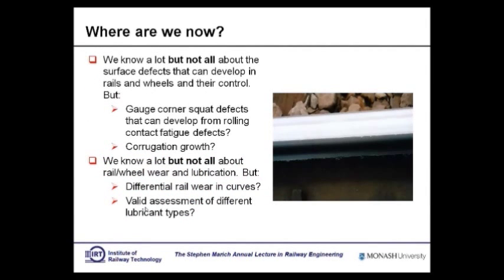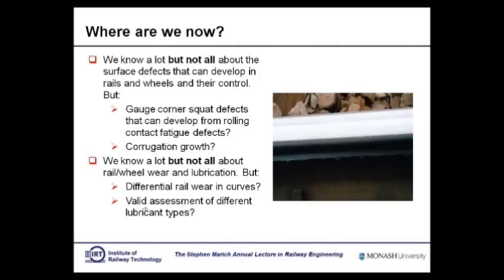Where are we now? We know a lot about surface defects, but not all. There are still a lot of questions. Why do these squat defects develop from those rolling contact fatigue defects that I mentioned? If you have 10 million of these little fine cracks on the rails, you may have 100 of those that actually grow beyond their confines. Why does that happen? Who knows? Well, maybe someone knows, but they haven't made it simpler.